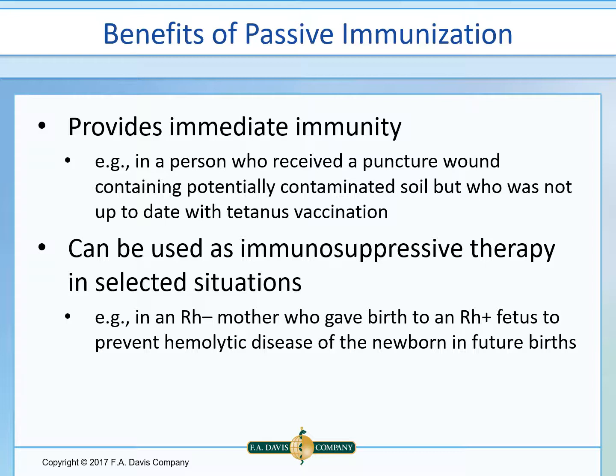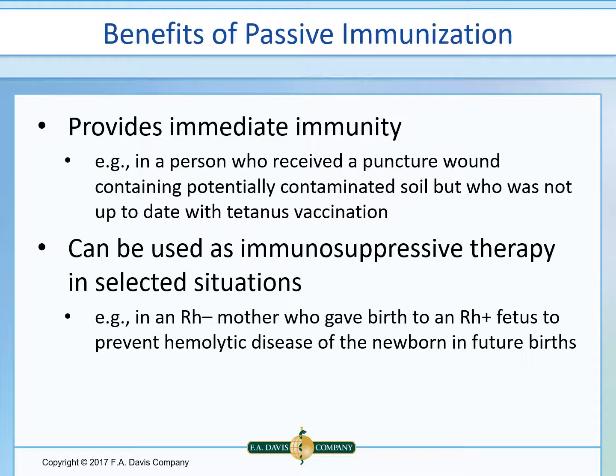We previously discussed that the main advantage of passive immunization is that it provides immediate immunity to the host, and this is because the antibodies are already present in the serum that's being transferred, so the host does not have to experience the lag period required for its own immune system to be activated by the antigen. The immediate protection can be especially beneficial in situations in which unimmunized individuals have been exposed to a harmful antigen. For example, in a person who receives a puncture wound containing potentially contaminated soil, but who has not been up to date with tetanus vaccination.